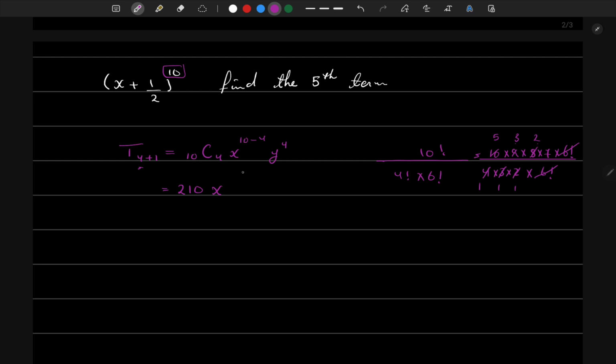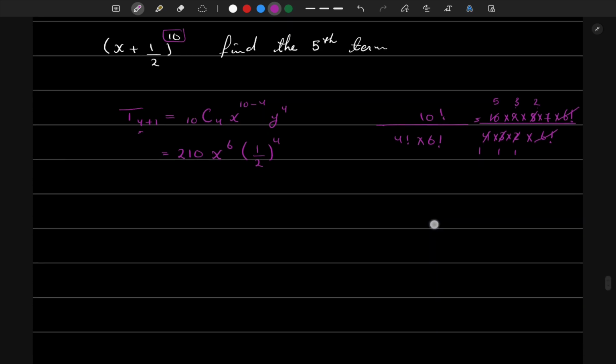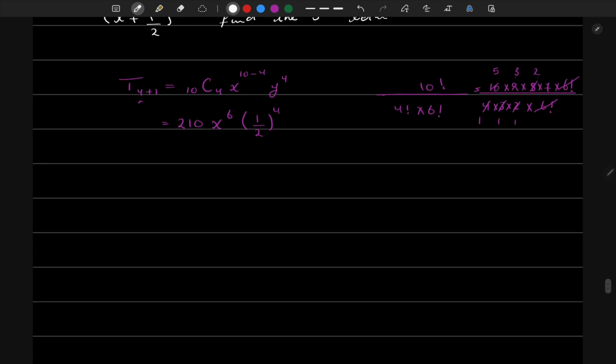210 times x to the power of 10 minus 4, which is 6, multiplied by y. y is 1/2, to the power of 4. Now we can find (1/2) to the power of 4 and multiply it by this coefficient to finalize our question. Now let's move on and talk about the middle term.